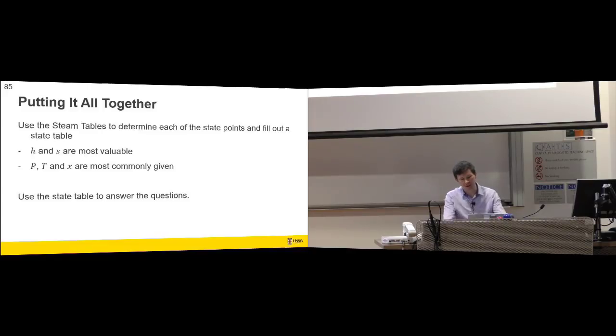We'll find that enthalpy and entropy, which are, I would posit, impossible to measure. You don't get an enthalpy gauge, you get a pressure gauge. So those are the things you need to calculate, but they're the things that you use to determine your heat through your boiler, work through your turbine, work in the pump, and so forth. So in general, you'll be given pressure, temperature, and maybe quality or some other sorts of things, and you'll need to determine H and S, and then use those to answer the questions.